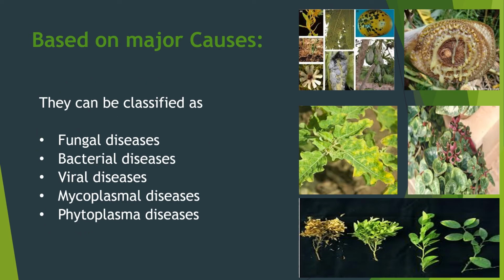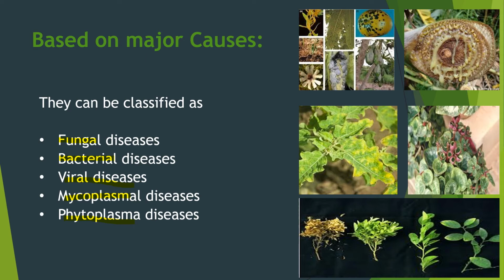Then, as we discussed in our last lecture, there are several pathogens that can attack plants and can cause many diseases. So, based on the pathogen, the diseases can also be classified as fungal diseases, bacterial diseases, viral diseases, mycoplasmal diseases, and phytoplasmal diseases. Here are a few pictures to show you different kinds of diseases.